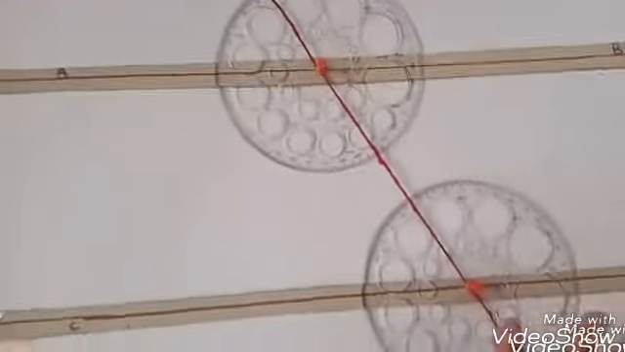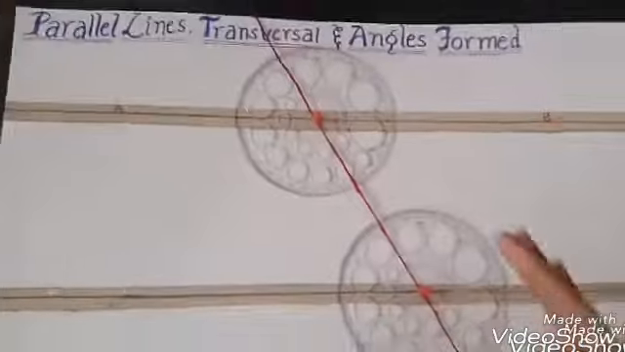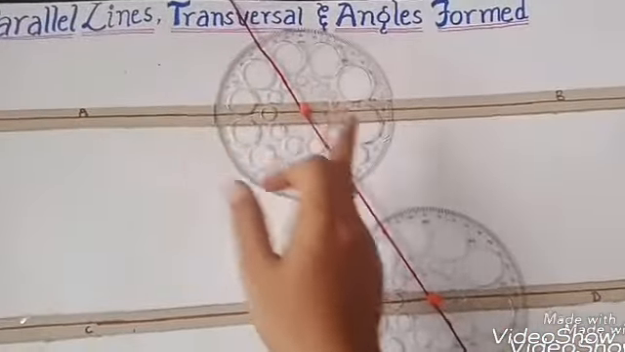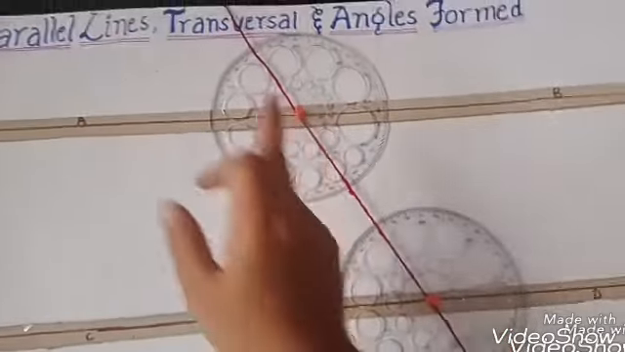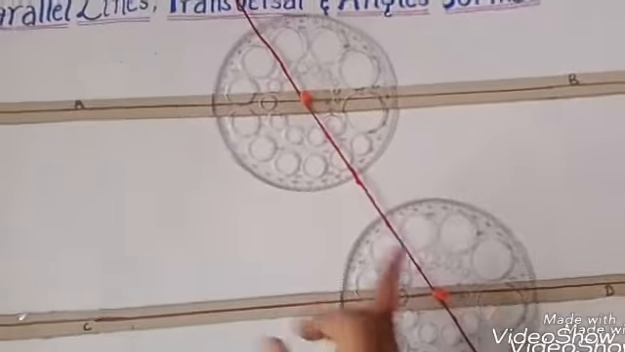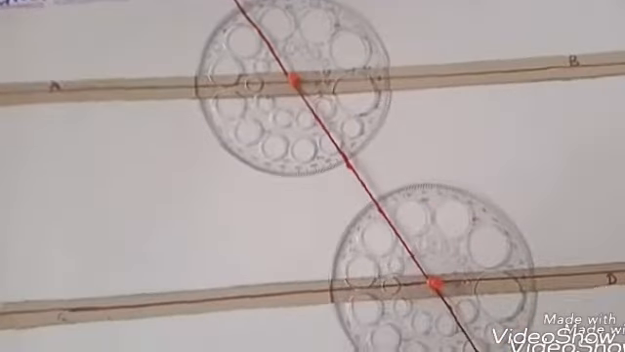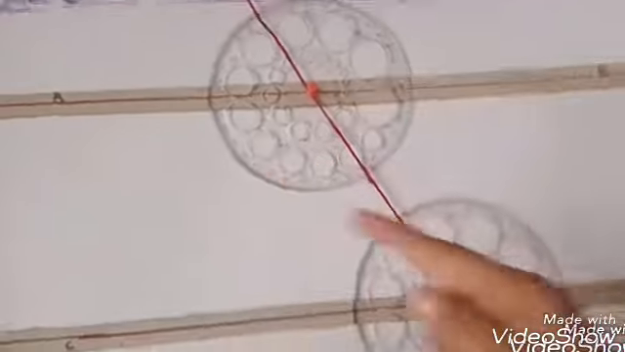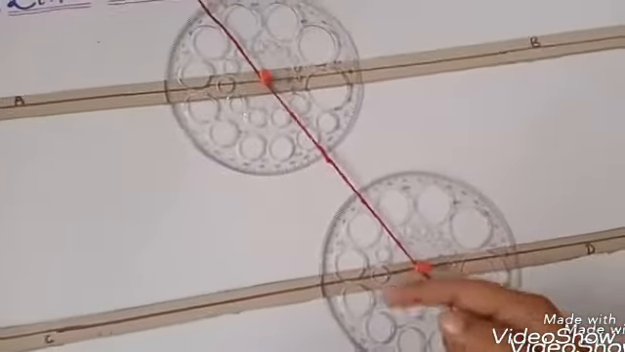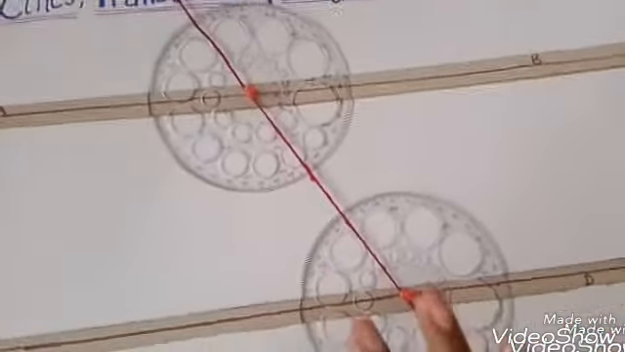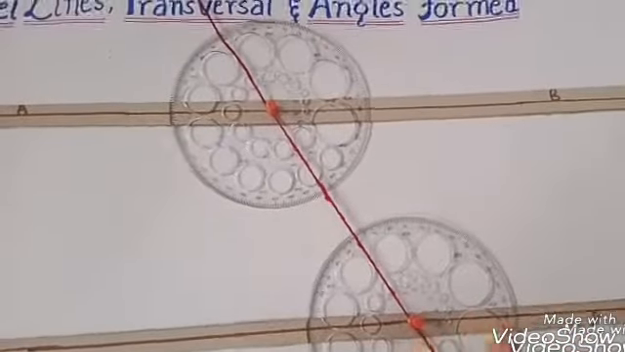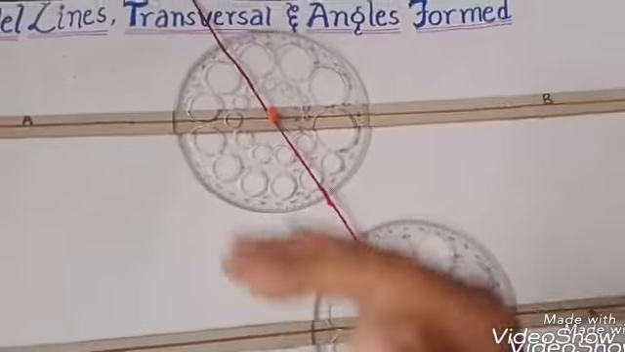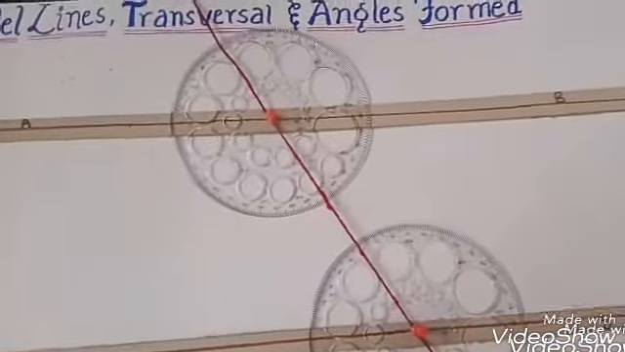Totally 8 angles are formed when two parallel lines are crossed by the transversal. Here 4 vertically opposite angles are equal: 60, 60, 60, 60. And this side we have 120 degrees, here 120, here 120 and here 120. These 4 angles measure 120 degrees and they are equal. So vertically opposite angles are equal. These are the angles formed when two parallel lines are crossed by the transversal.